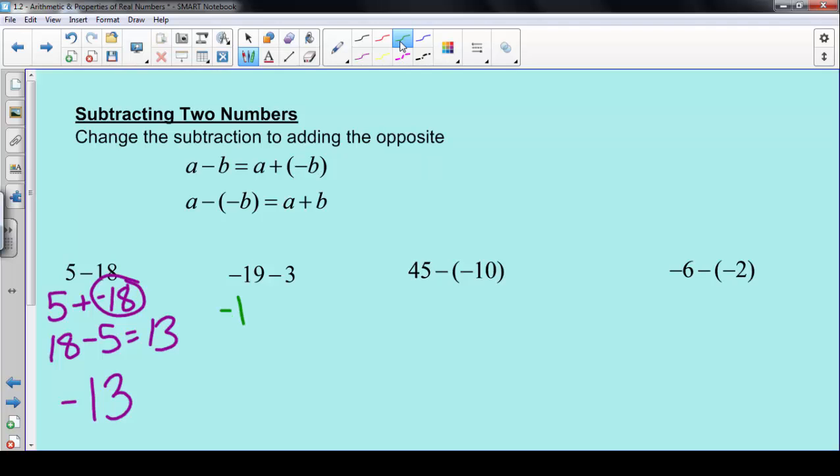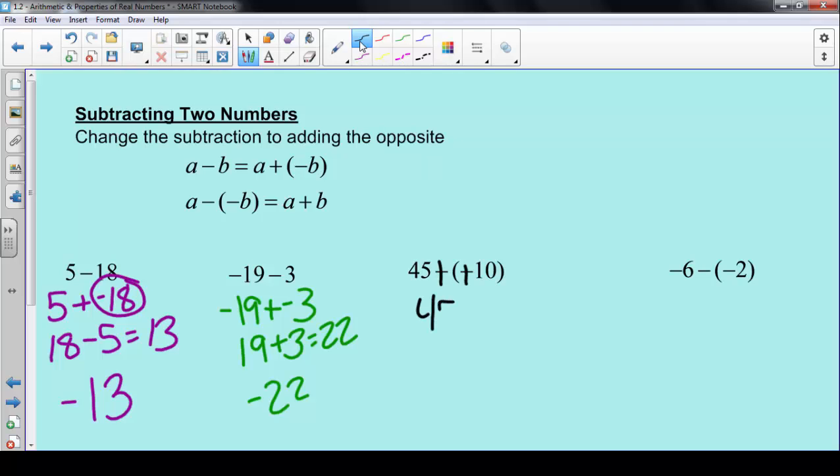This middle one, we can change it to 19 plus negative 3. They're the same sign, so we add their absolute values. 19 plus 3 is 22. Since they were both negative, your answer is negative. This next one, this 45 minus a negative 10, remember we can change this to add the opposite. So it just becomes 45 plus 10, it's 55.